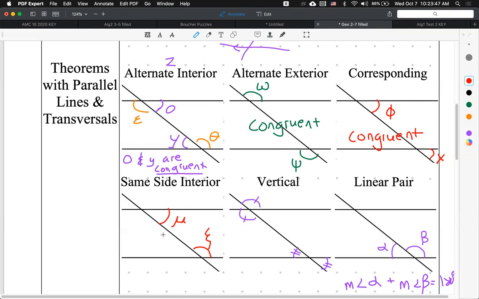So mu and xi, I can say that those are supplementary. So the word here is supplementary. And you can see that, like, if they don't match up, I have a small angle and a big angle, they must add up to 180 degrees.